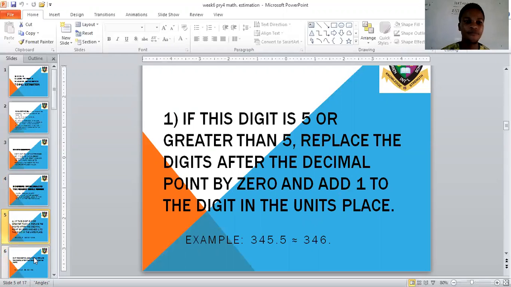The next one says, if this digit is 5 or greater than 5, replace the digits after the decimal point by 0 and add 1 to the digit in the unit place. Again, if this digit is 5 or greater than 5, replace the digits after the decimal point by 0 and add 1 to the digit in the unit place. That was what I just did. But looking at the example beneath, it said 3,450.5.